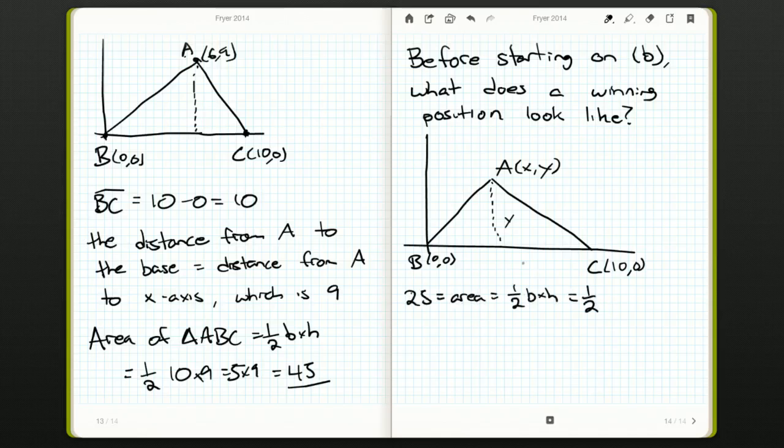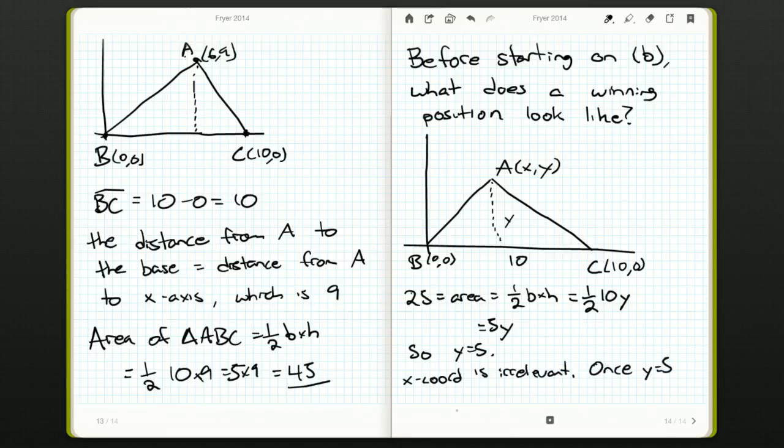So 1/2 base times height. Well, the base hasn't changed. It's only the height. So the x-coordinate is irrelevant. Once we get y equal to 5, we win. So you can't move left and win.